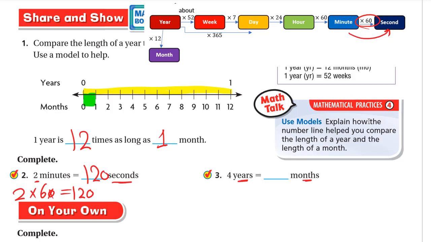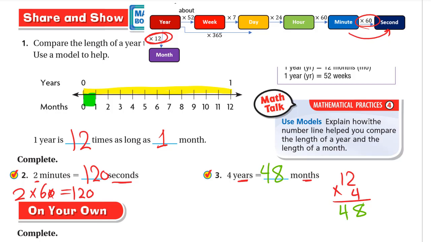So from year to month, it's multiplied by 12. So we multiply 4 by 12. 4 multiply 2 is 8. 4 multiply 1 is 4. So the 4 years are 48 months.